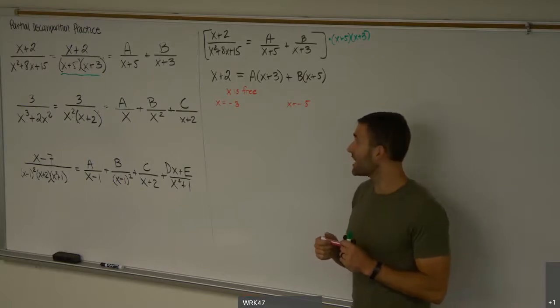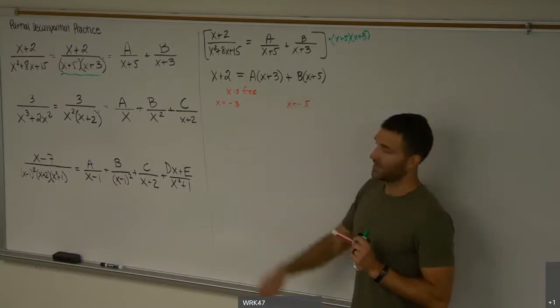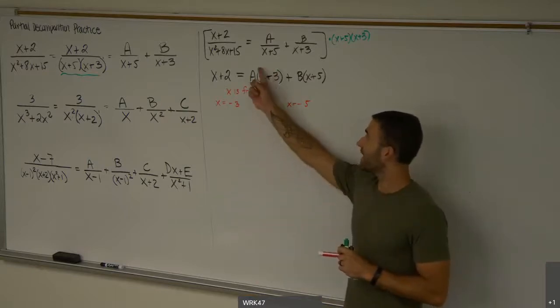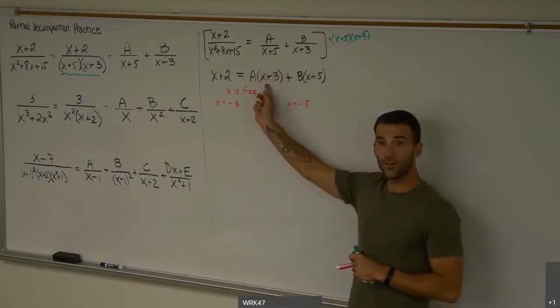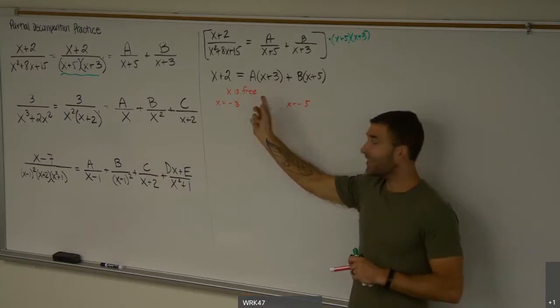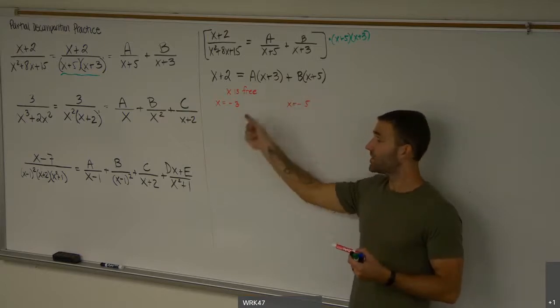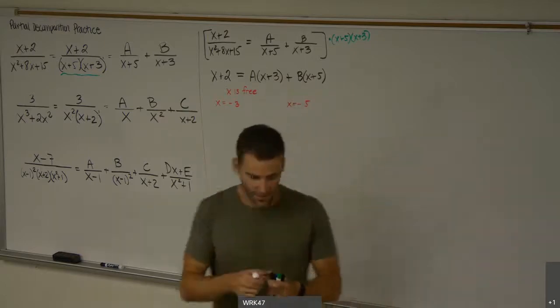The reason I choose -3 and -5 is because I'm looking at what I'm given in this expression. By making x -3, you notice that that would make this whole term disappear. It would be 0 here. And then I'd be able to solve for b. And if I make x -5, then this whole term is gone, allowing me to solve for a. Now we can't do both at once, right? We have to do one and then the other.